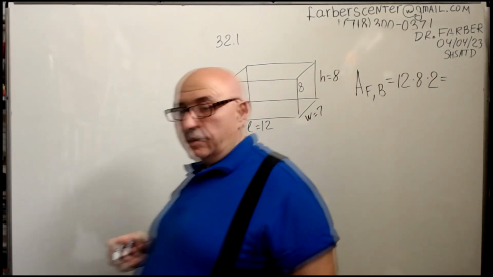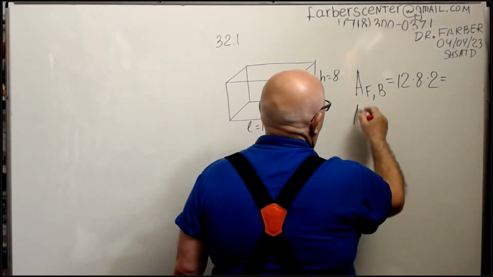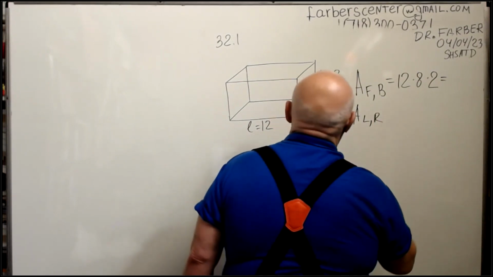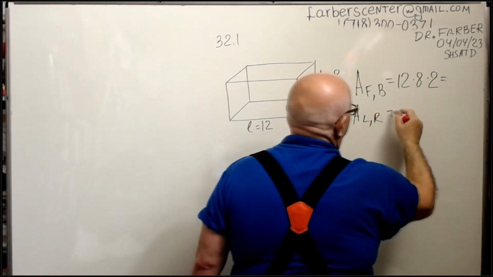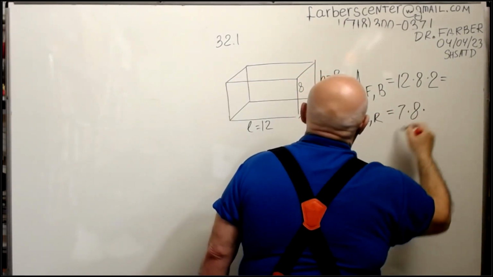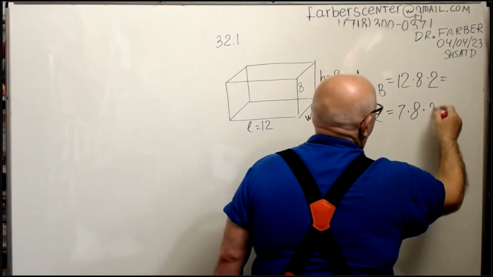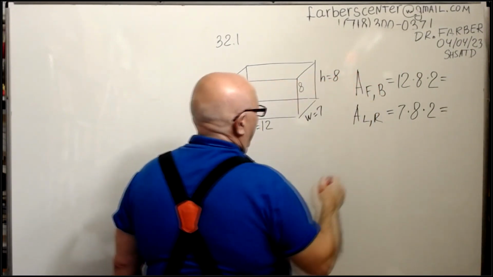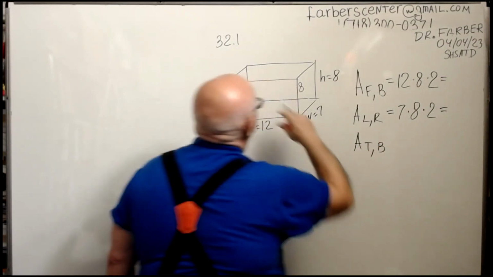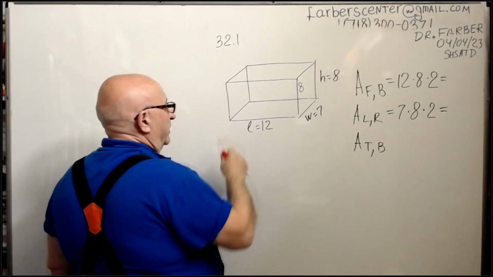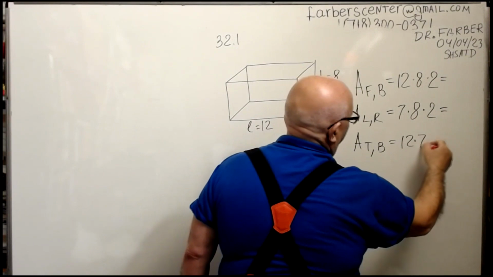So far, so good. Questions? Do the same procedure for the area of left and right. This is 7 by 8. And multiply by 2 because we have left and right. They are identical, congruent. Eventually, the area of top and bottom. This is top, this is bottom. They have dimensions 12 by 7. And multiply by 2.